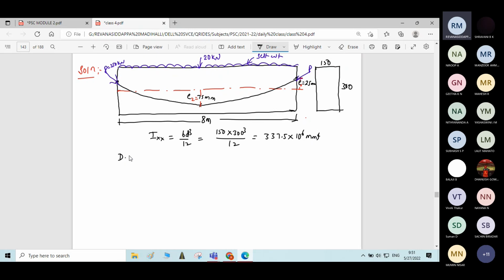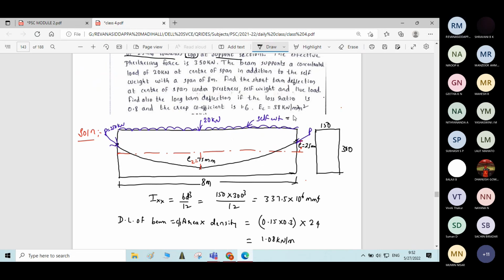Also find dead load or self weight of the beam. Self weight of beam is equal to, we know that, cross sectional area into density. Cross sectional area is 0.15 into 0.3 in terms of meter, into density is 24 kilonewton per meter cube. If you calculate, you will get the intensity of self weight as 1.08 kilonewton per meter. So self weight is equal to how much? It is 1.08 kilonewton per meter.